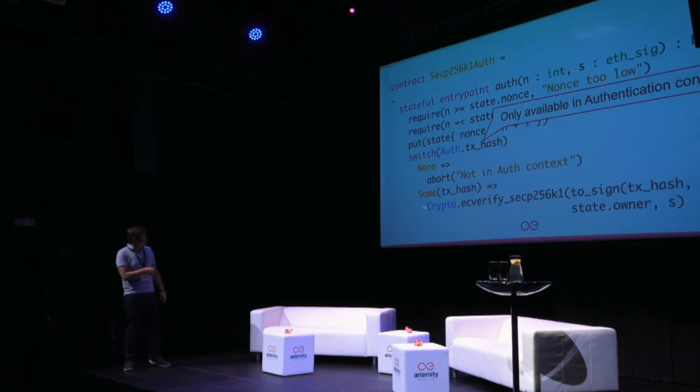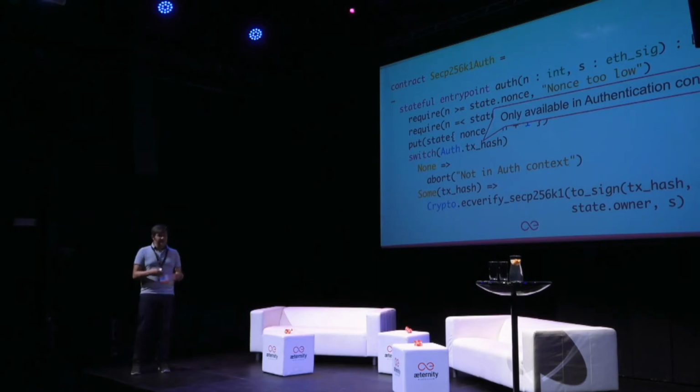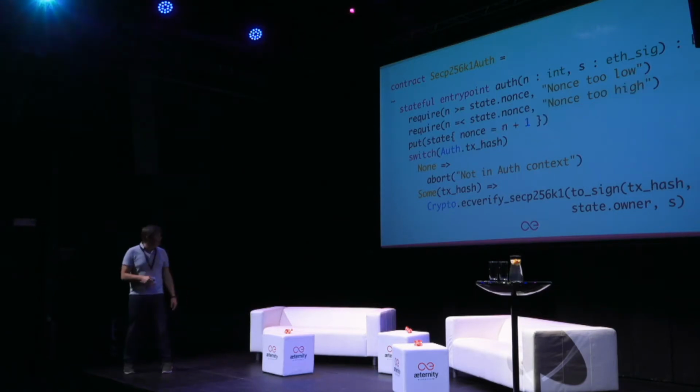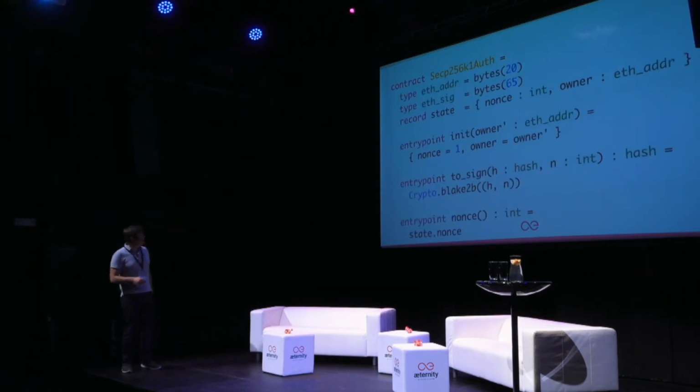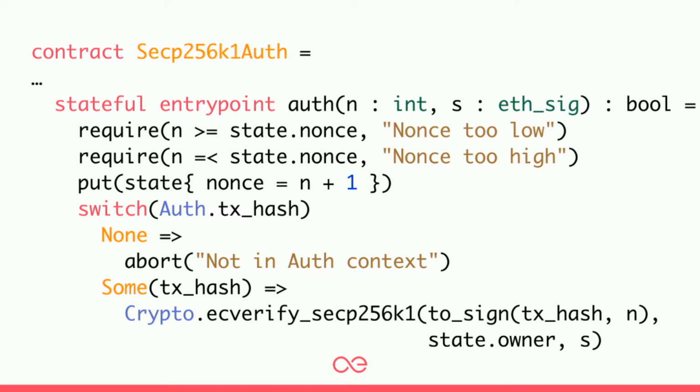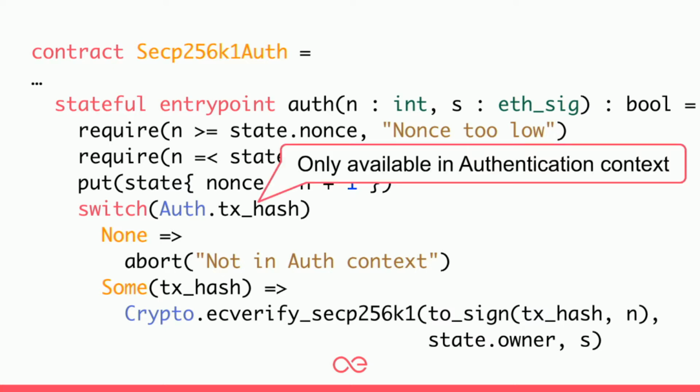But if we get hold of the transaction hash, we will use the crypto operation from the correct curve and check whether it's actually this contract or this address that has signed this transaction. So two pages of code, and that's it. That's all you have to do to use the signing from Ethereum or Bitcoin or any other place that uses this elliptic curve. And you can use it on Eternity. Pretty neat, right?